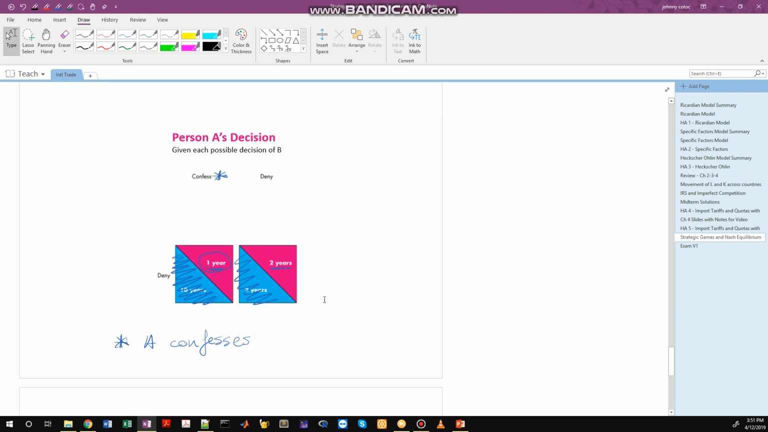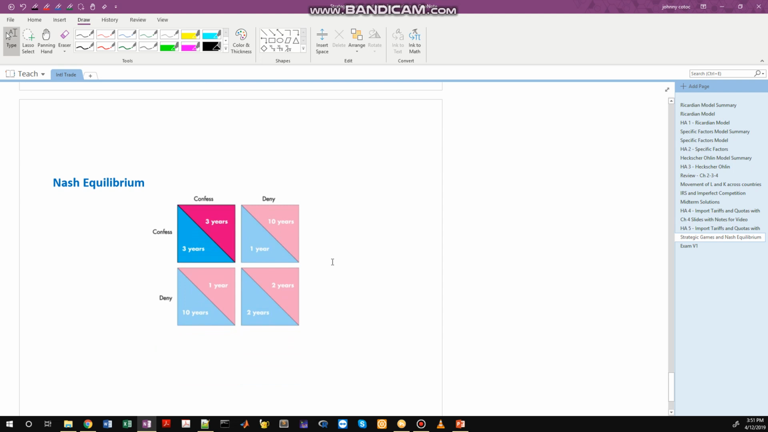Okay, so when we look at it all together, we see that there's a Nash equilibrium where they both confess. And the Nash equilibrium is the upper left quadrant. So the problem, when you split it up accordingly and you take it step by step, is pretty straightforward.